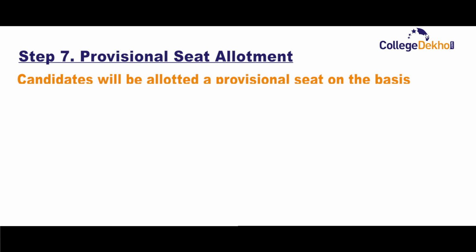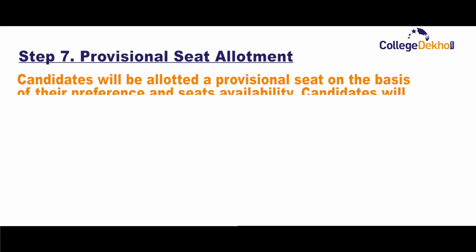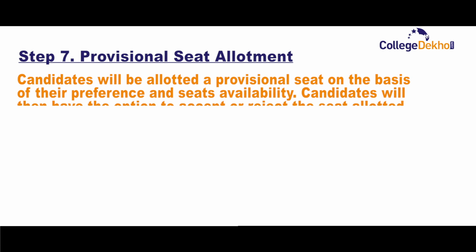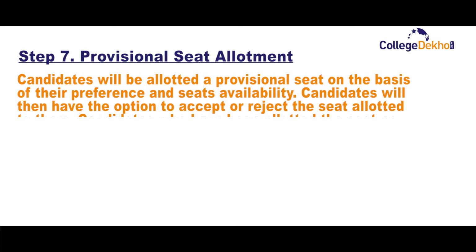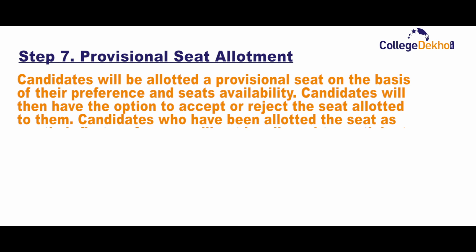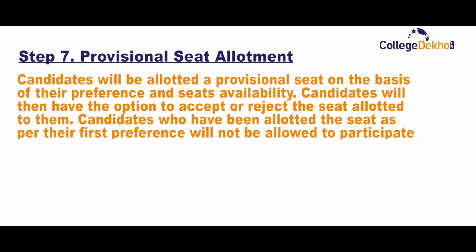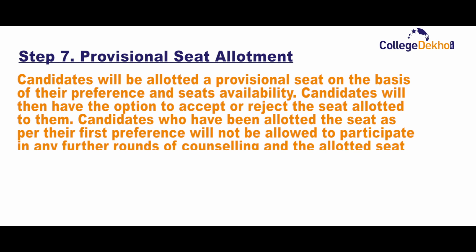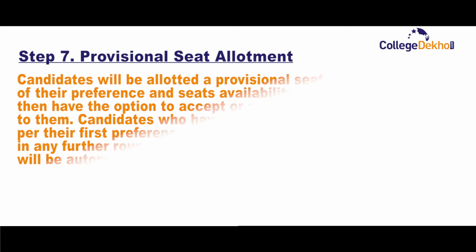Next step is provisional seat allotment. Candidates will be allotted a provisional seat on the basis of their preference and seat availability. Candidates will then have the option to accept or reject the seat allotted to them. Candidates who have been allotted the seat as per their first preference will not be allowed to participate in any further round of counseling, and the allotted seat will be automatically frozen.